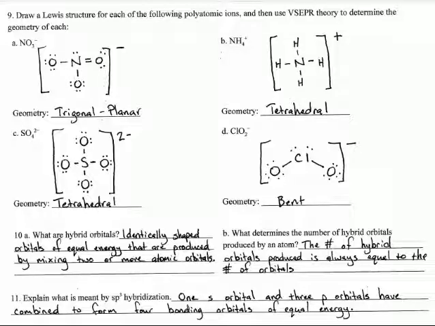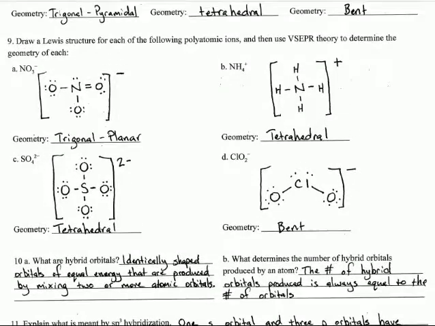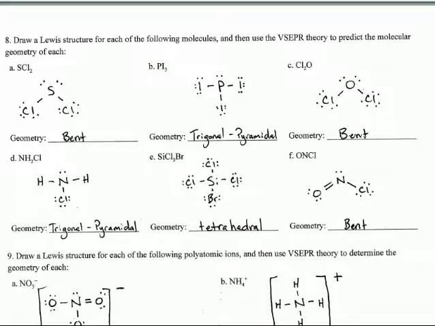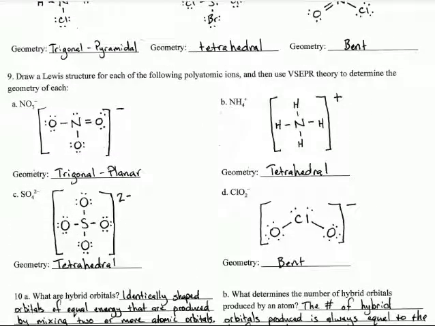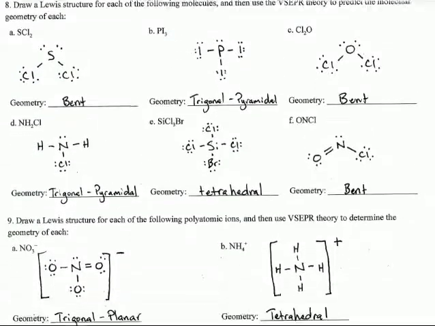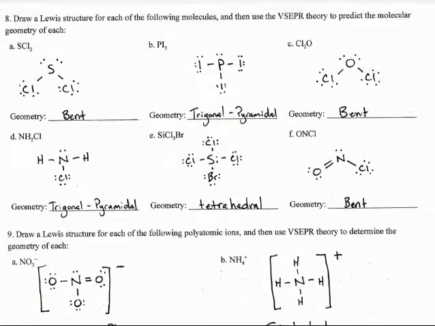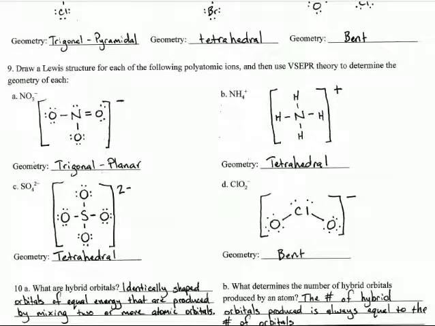Number 9: draw a Lewis structure for each of the following polyatomic ions, and then use VSEPR theory to determine the geometry of each. So we're doing essentially the exact same thing as we did in number 8, but here we're doing it with ions. The only thing we're doing differently is we have to surround the entire Lewis structure with brackets and then identify that overall charge. You don't even have to know what the overall charge is because I give it to you in the problem. You just have to include that around the outside to indicate the overall formal charge.